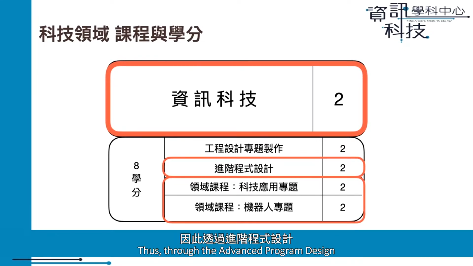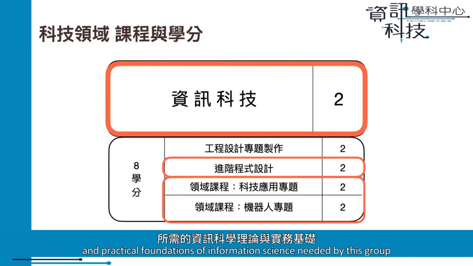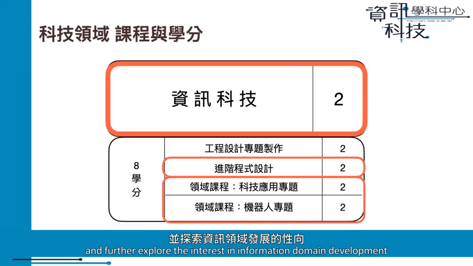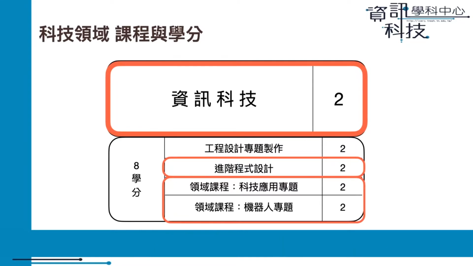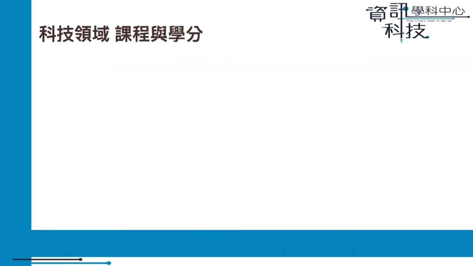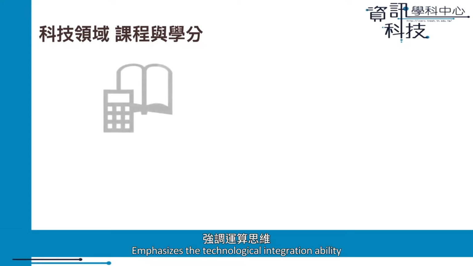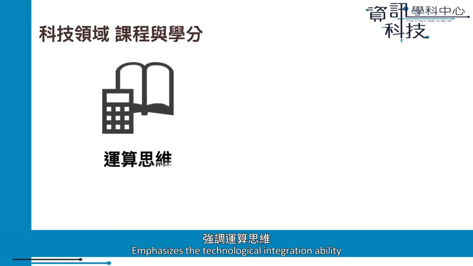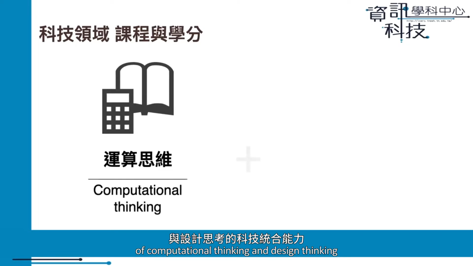Thus, through the Advanced Program Design and Applied Information Technology project, one can learn about the theoretical and practical foundations of information science needed by this group, and further explore the interest in information domain development. Applied Technology Project course and credits emphasizes the technological integration ability of computational thinking and design thinking.